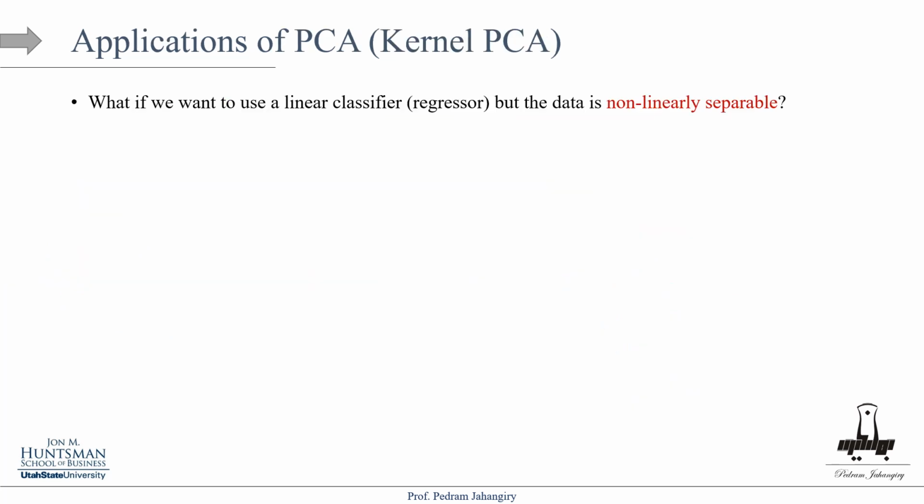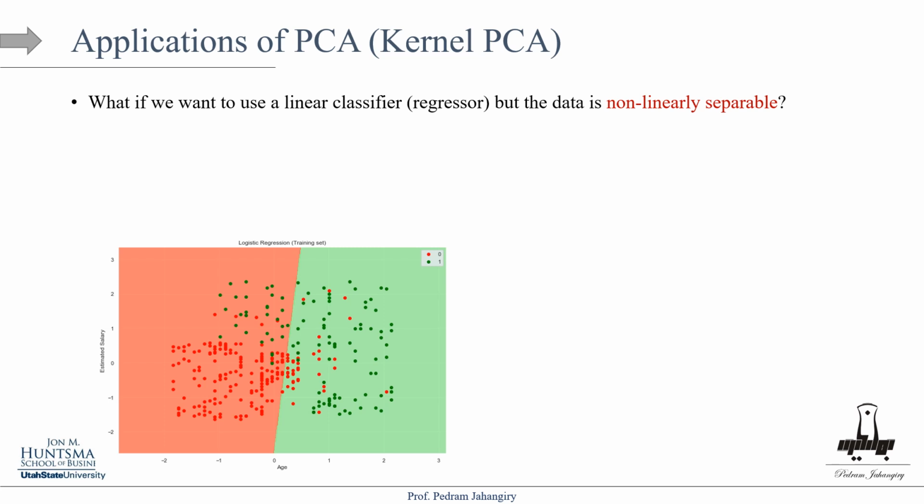Okay, and finally, let's look into an example of Kernel PCA, right? So here's the idea. What if we want to use a linear classifier, but the data is non-linearly separable? So what can we do? Here's an example that I'm going to replicate in Python next class. Let's say for the sake of argument, we have only two features, estimated salary and age, right? And I've already gone ahead and scaled these things, so that's why we have 0, 1, minus 1, and so on. So both age and estimated salary are scaled.